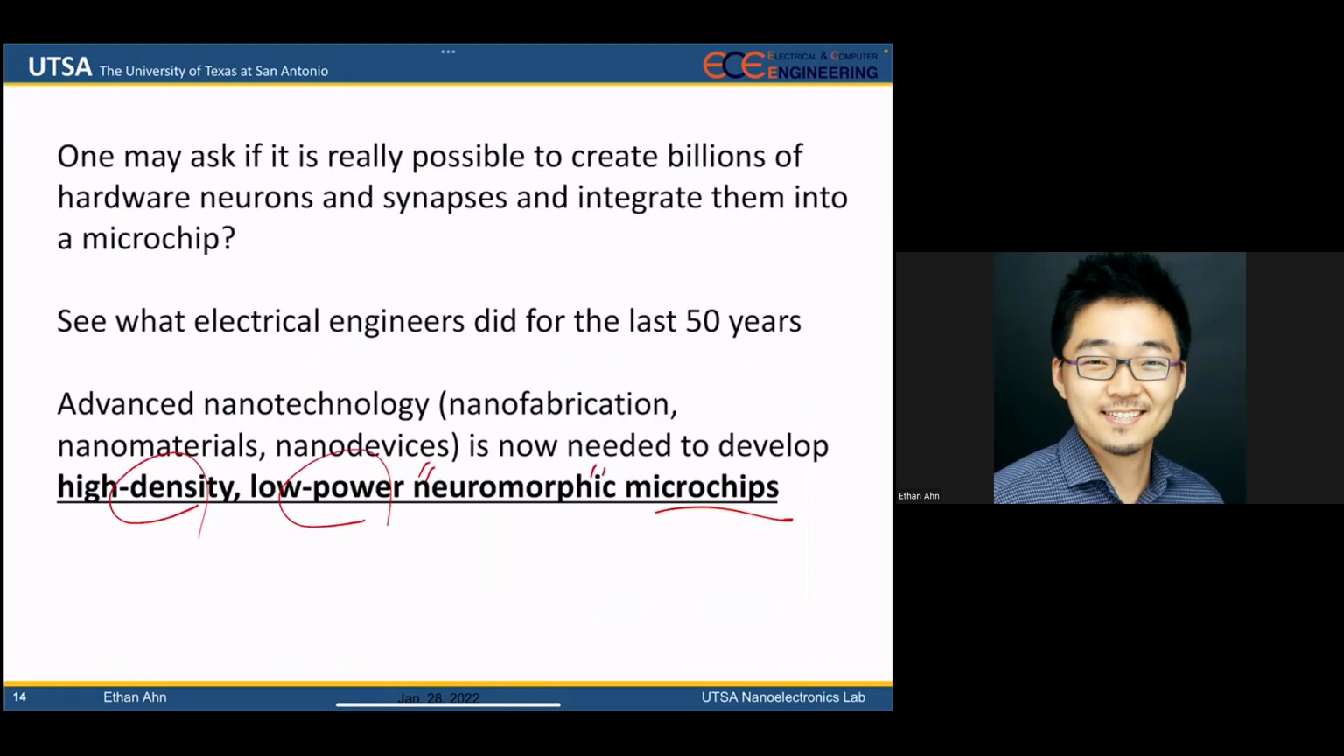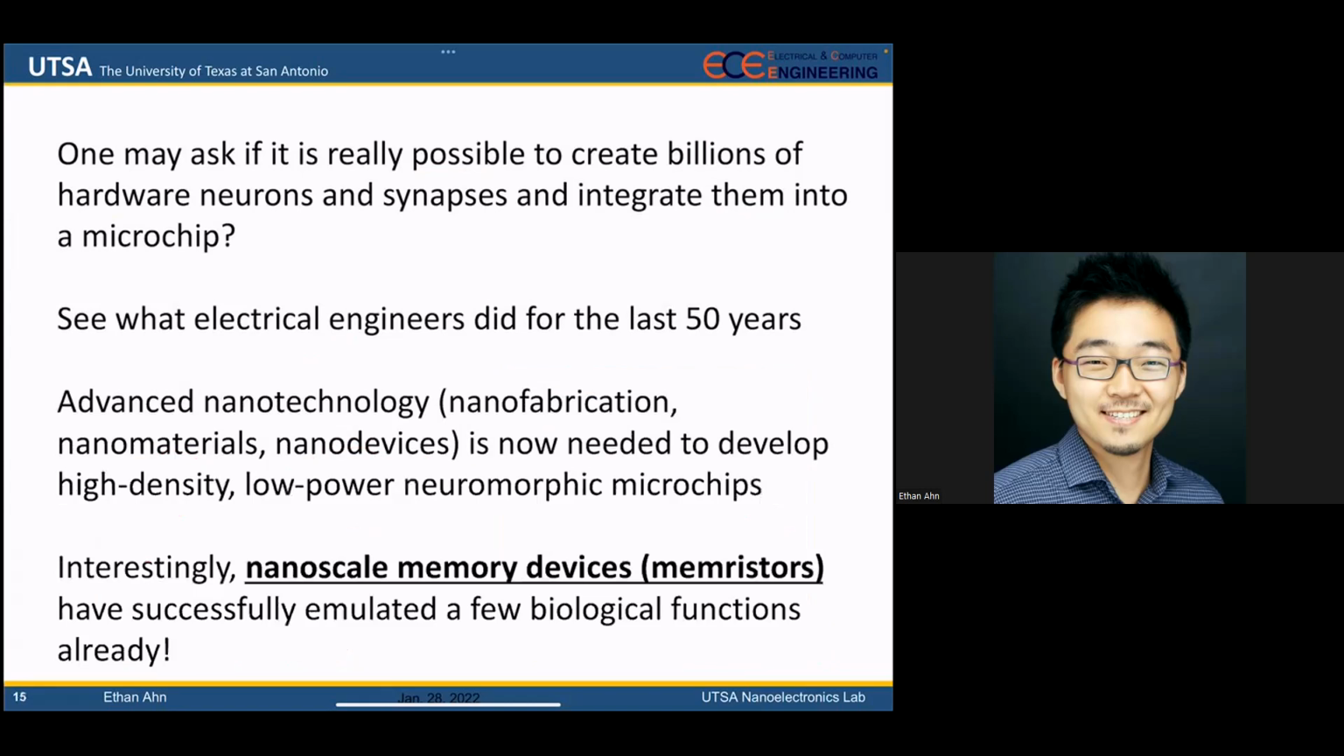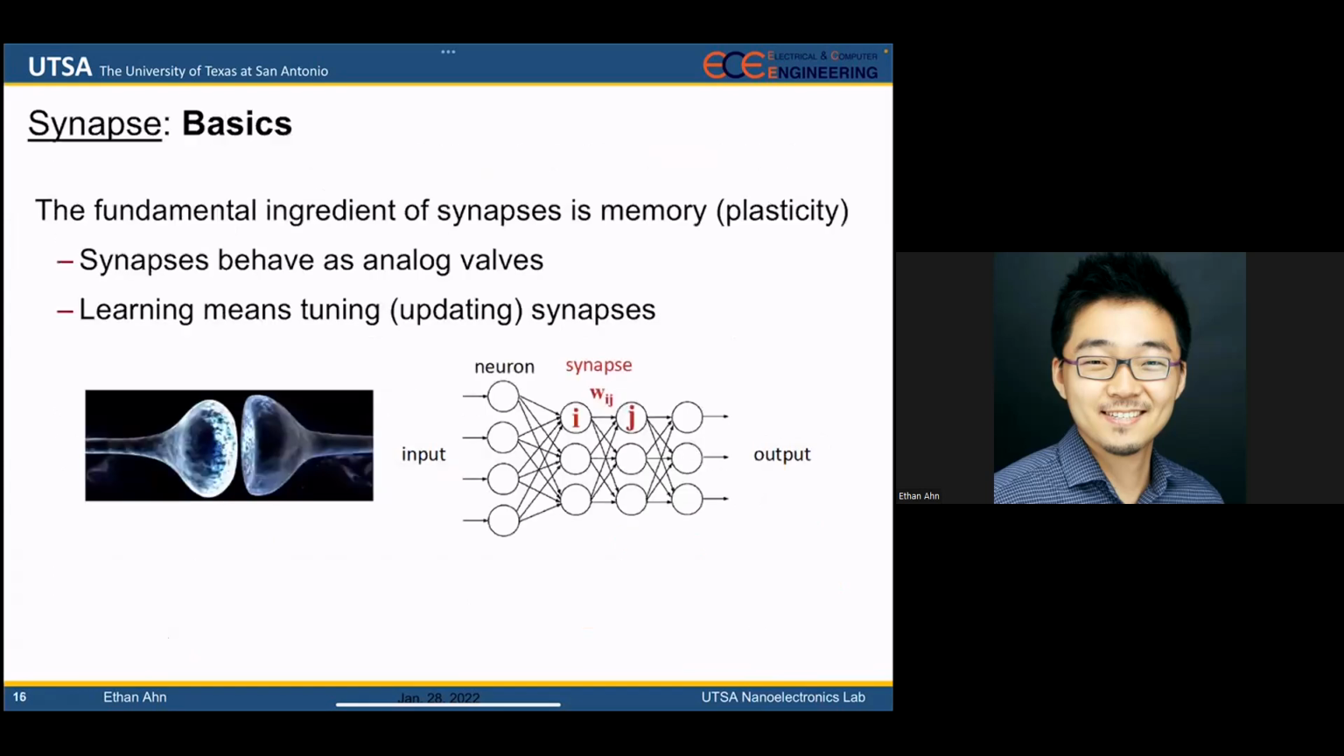Okay, that's what we are trying to do eventually. And interestingly, when it comes to enabling devices technology, we have these nanoscale memory devices, sometimes called memristors. I'm going to talk about this more in a minute. They have already successfully emulated a few biological functions. So I think the chance is very likely, because we have fundamental materials and devices technology, and we have this technique of developing a microchip. So let's just combine them.